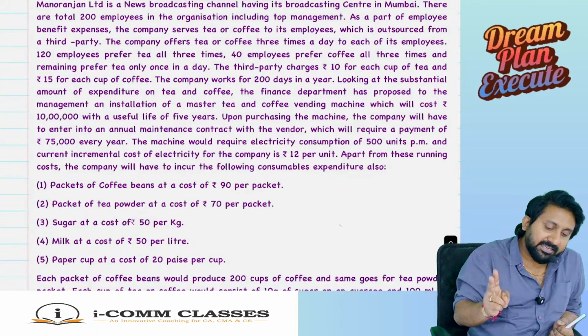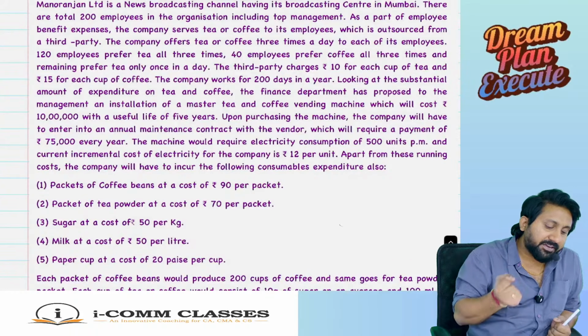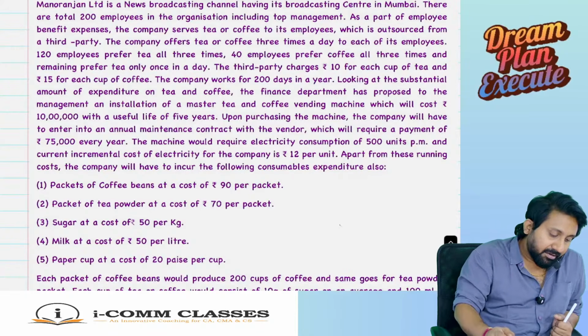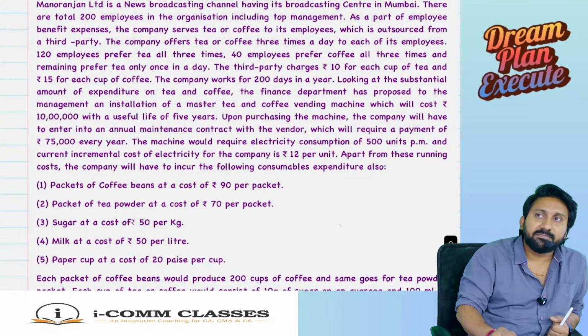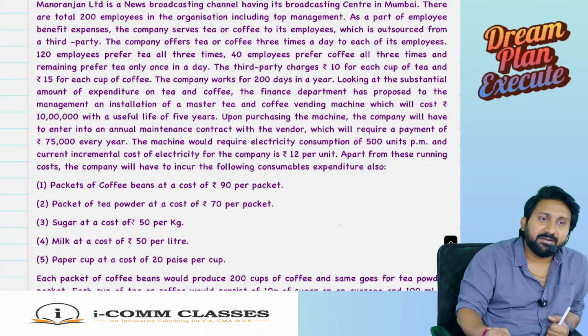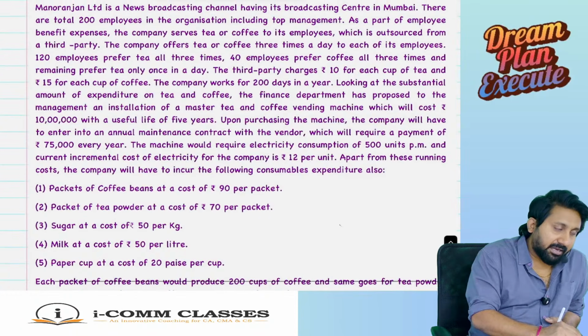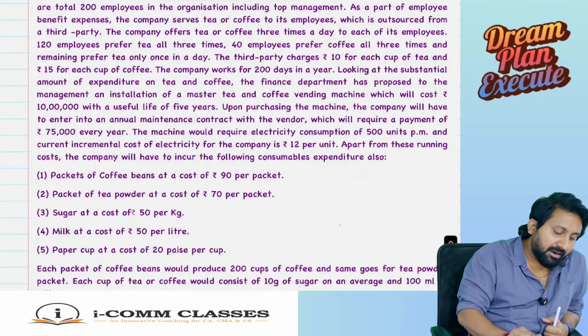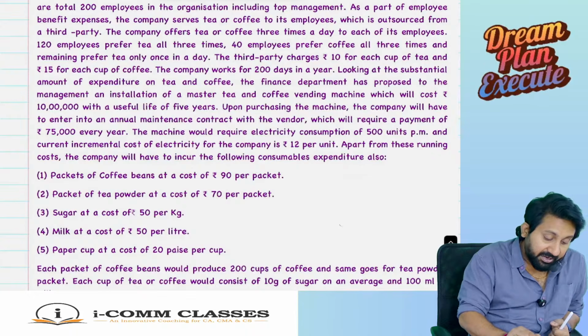The company works 200 days in a year. Looking at the substantial amount of expenditure on tea and coffee, the Finance department proposed the installation of a master tea and coffee vending machine, which will cost them 10 lakh with a useful life of 5 years. Upon purchasing the machine, the company will have to enter into an annual maintenance contract with the vendor, which will require a payment of 75,000 every year.